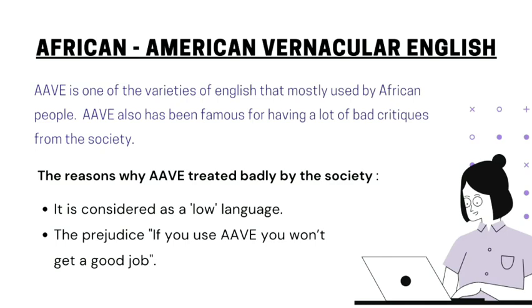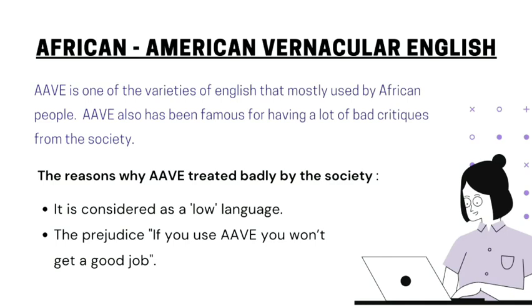And why is that? Well, there are two main reasons why people give harsh criticisms and prejudices towards AAVE. The first one is that AAVE is considered a low language because it is such a rare thing to find any source of entertainment like movies, TV shows, or songs that use AAVE. The recent analysis also reveals that the only Disney movie that uses AAVE is the character from The Jungle Book and The Lion King, that more or less represent animals rather than humans.